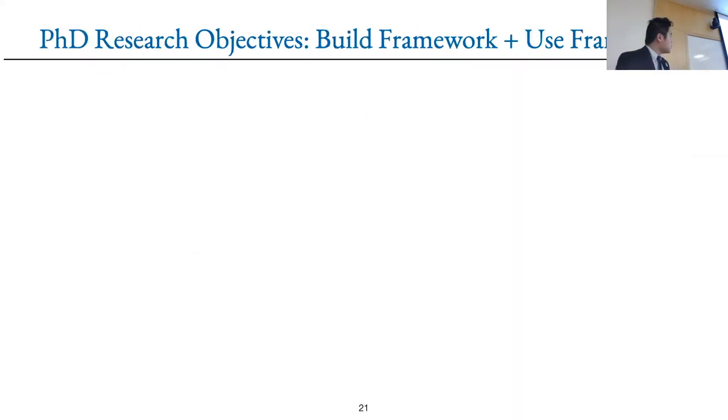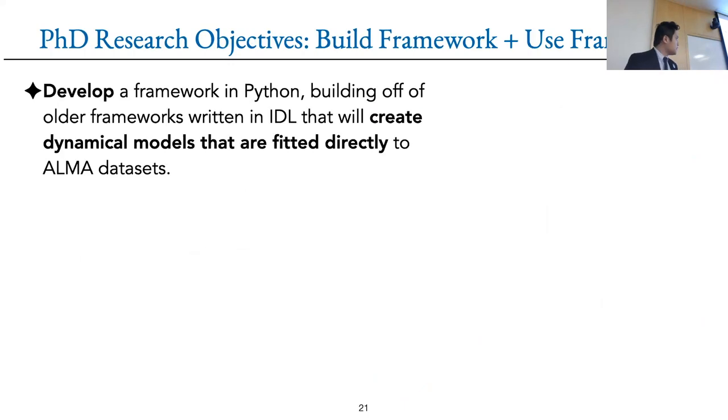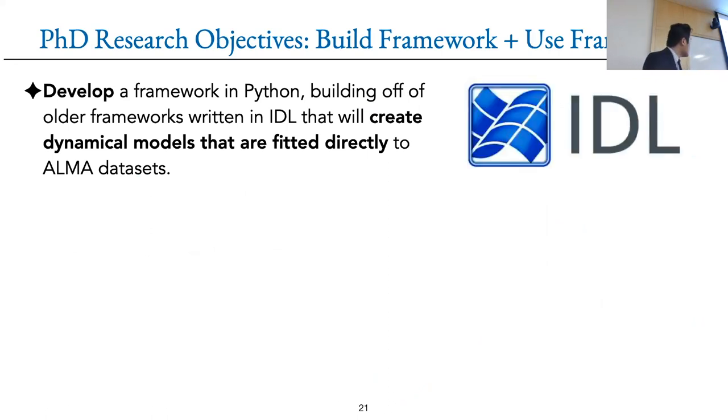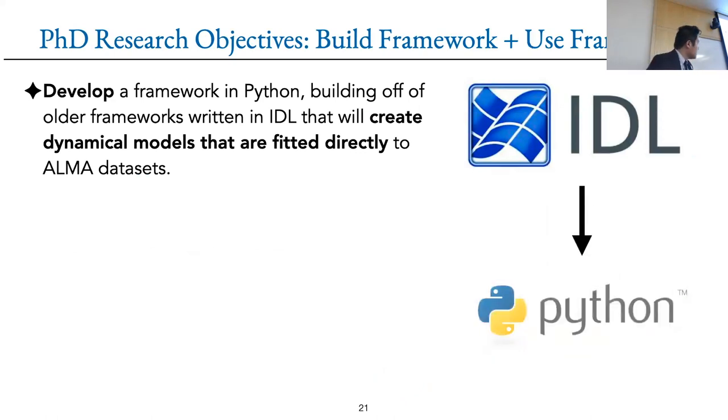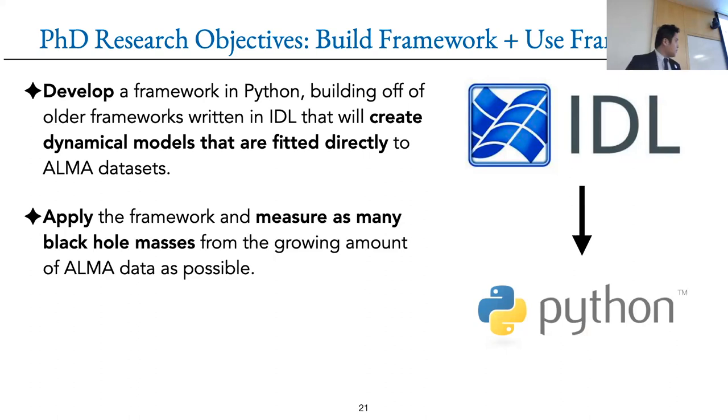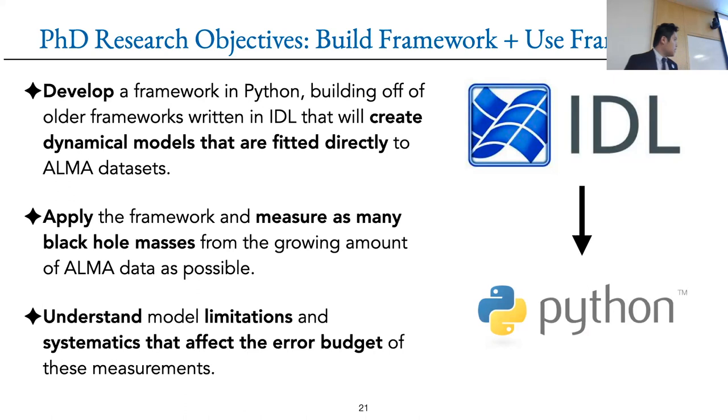So research objectives. What did I have to do? First off, as Aaron alluded to at the beginning of this talk, I had to build off of older frameworks that were written in another language, IDL. And the idea was to create a new code from scratch in Python that can create dynamical models that are fitted directly to ALMA datasets. And the idea was to build it and then apply it and measure as many black hole masses from the sample as possible, but also to understand the model limitations and the different systematic uncertainties that affect the precision of a given black hole mass measurement.